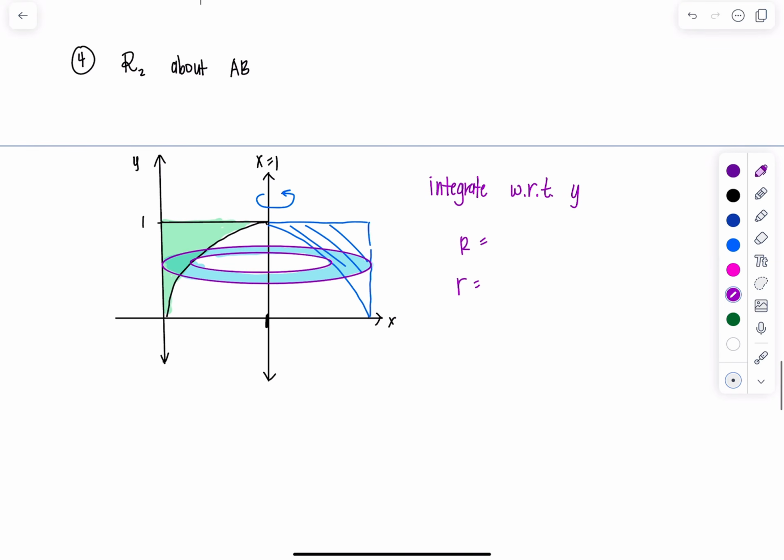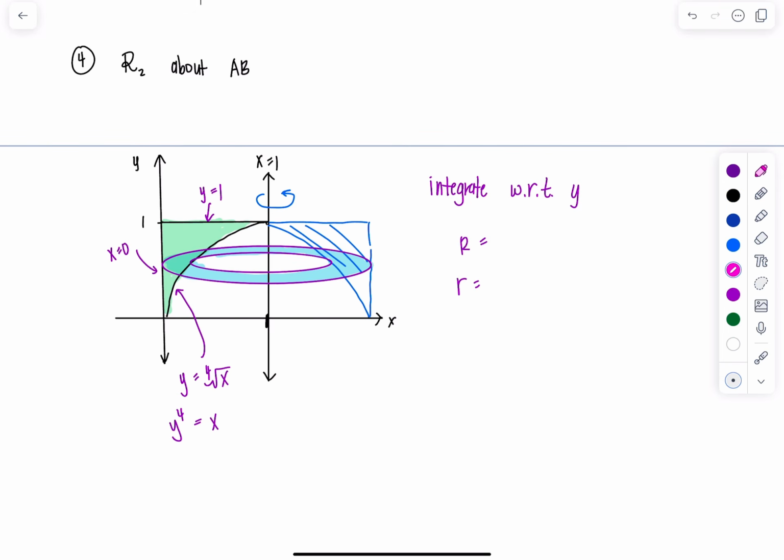So what does that mean? So this line here, that's y equals 1. This line here, this is x equals 0. Remember this function that was y equals 4th root of x? Well, instead I want to think of it as x equals y to the 4th, right? Okay, very good. And then we know this is x equals 1.